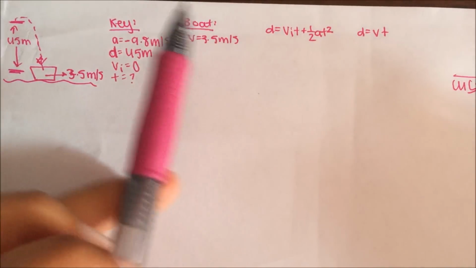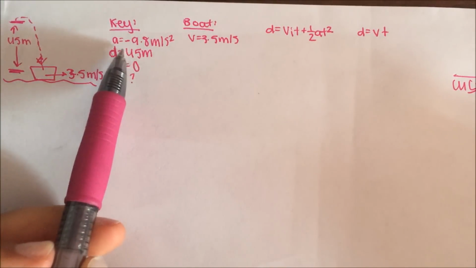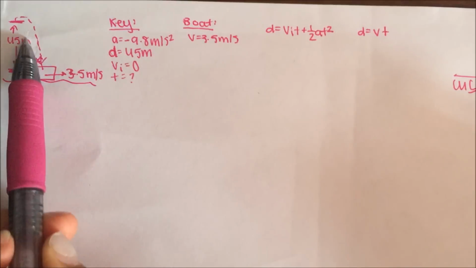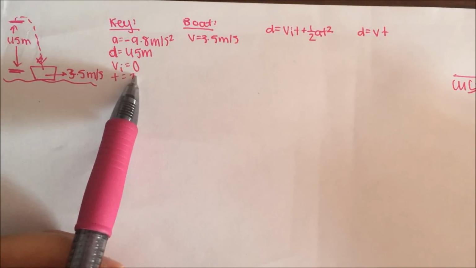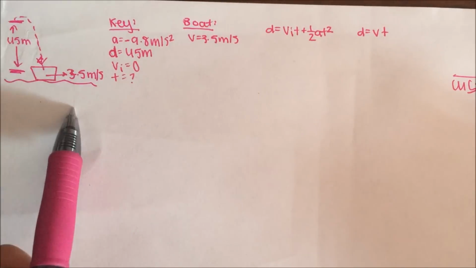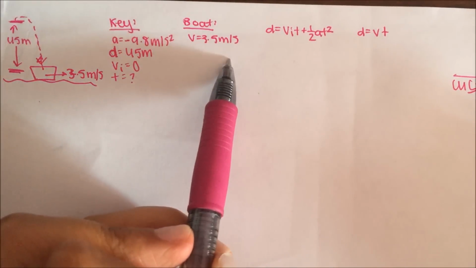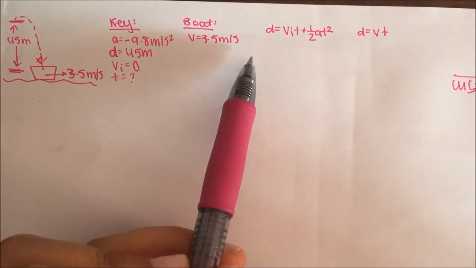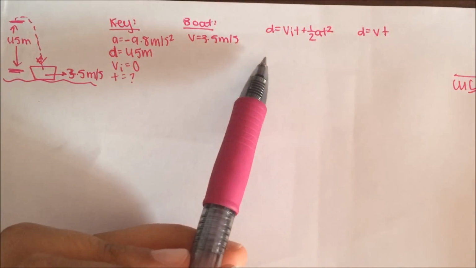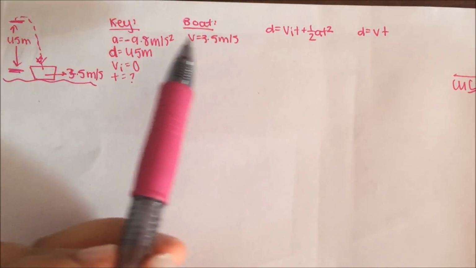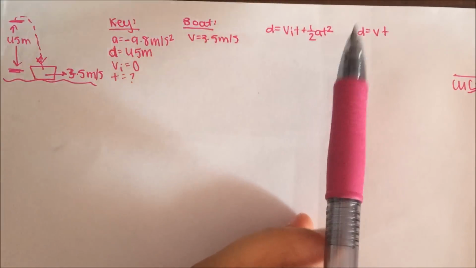Okay, so for this one we are given the key, which is falling, so its acceleration is going to be negative 9.8 meters per second squared. It's going to fall a distance of 45 meters. Its initial velocity is 0 because you're starting off at rest up here, and you don't know the time it takes to actually fall. And then for the boat, you only know that it's having a constant velocity of 3.5 meters per second. So in order to figure out the distance of the boat, we have to figure out how much time, because to figure the distance, we're going to use the constant velocity equation.